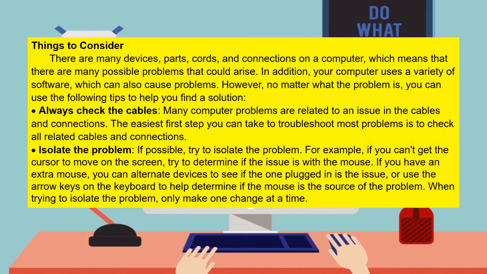Isolate the problem. If possible, try to isolate the problem. For example, if you can't get the cursor to move on the screen, try to determine if the issue is with the mouse. If you have an extra mouse, you can alternate devices to see if the one plugged in is the issue, or use the arrow keys on the keyboard to help determine if the mouse is the source of the problem. When trying to isolate the problem, only make one change at a time.